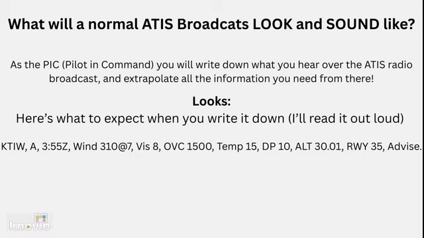Tacoma Tower, information Alpha, time is 355 Zulu, winds are 310 at 7, visibility 8, overcast at 1,500, temperature is 15, dew point 10, altimeter 3001, runway 35 in use, advise on contact you have information Alpha.